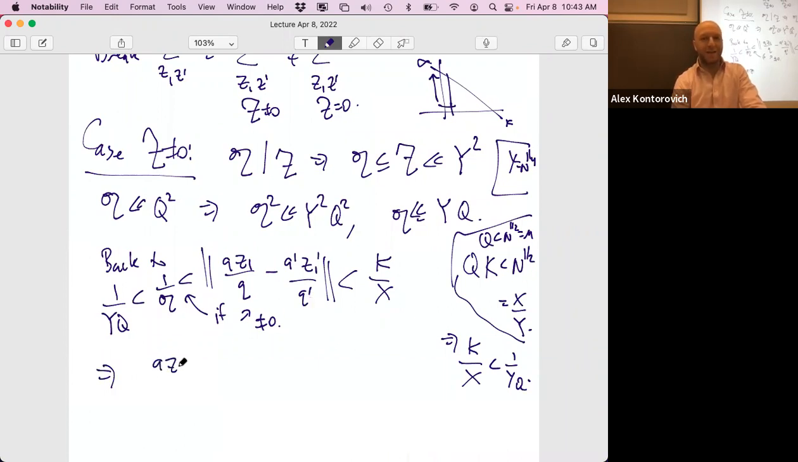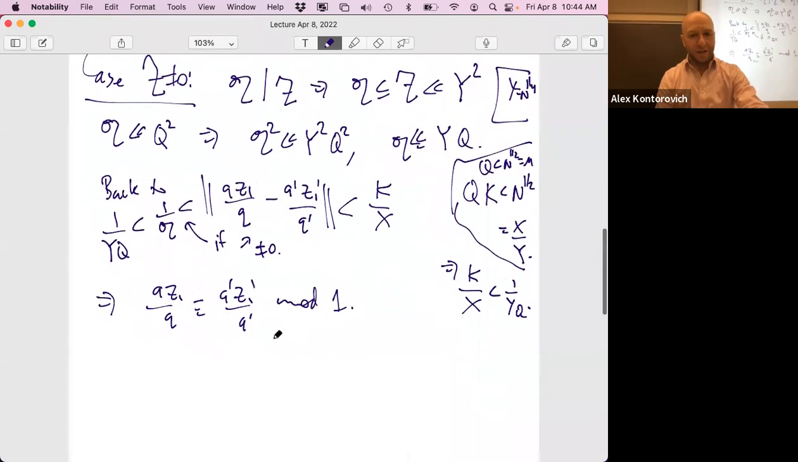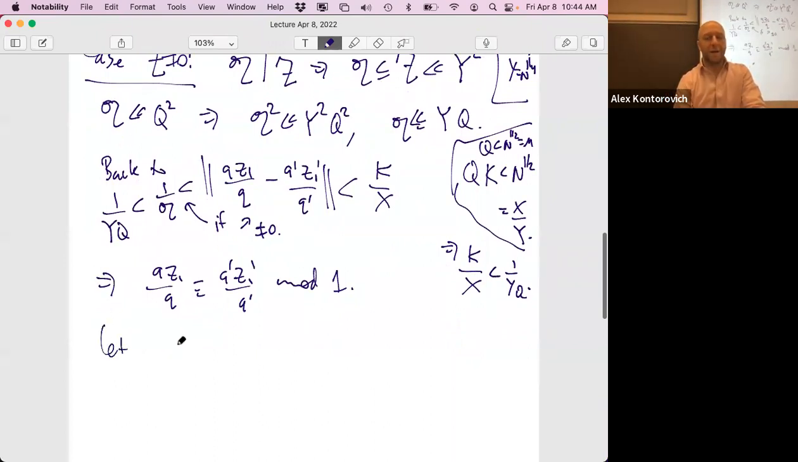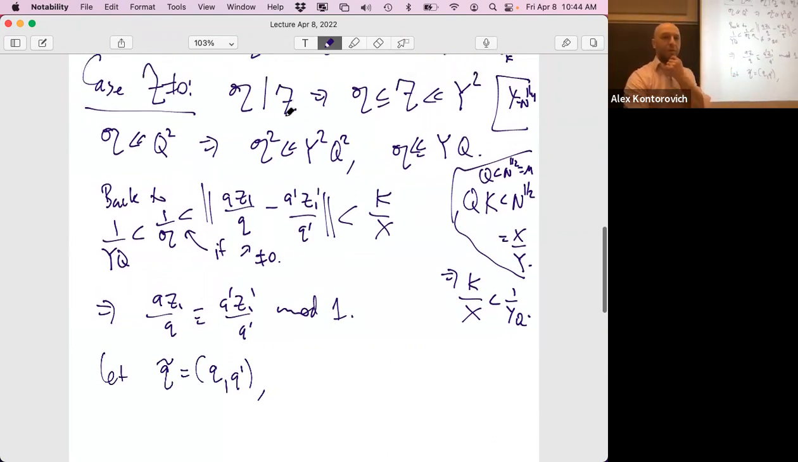Okay, so in other words, a z1 over q is congruent to a prime z1 prime over q prime mod 1. Okay, so we've written frac q as the LCM. Let's go into this condition. What should we call it? Q tilde. Q tilde be the GCD of q and q prime. And this frac Q is what's connecting us to this weird determinant. It's a divisor of the weird determinant. Is this how we're gonna use a determinant to conclude this case?